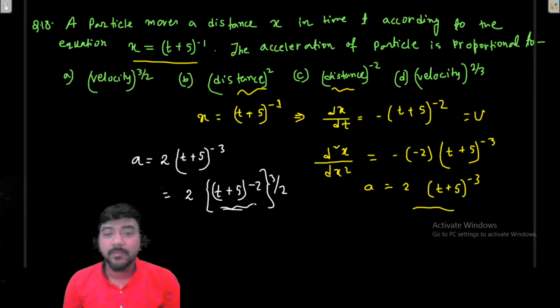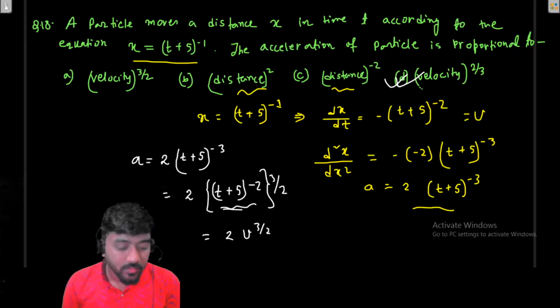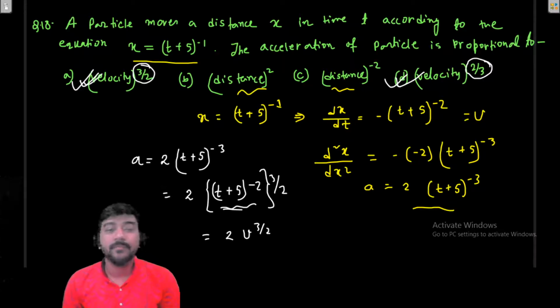Okay, this is nothing but v. Magnitude of v you can see. Okay, so it will be 2v to the power 3 by 2. So this will be the correct answer. Velocity to the power 3 by 2. Okay, velocity to the power 3 by 2. And distance, oh sorry, this is 2 by 3. So this is 3 by 2. So this will be the correct answer. Okay. Next question.